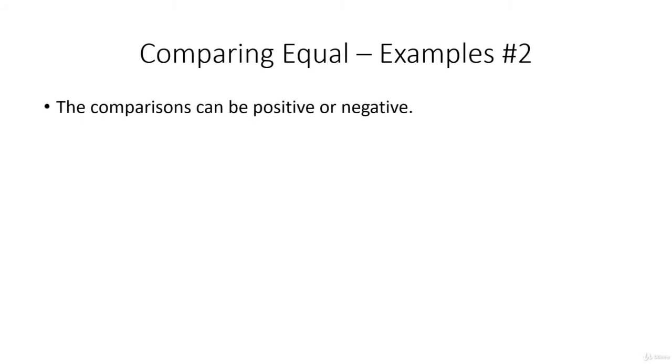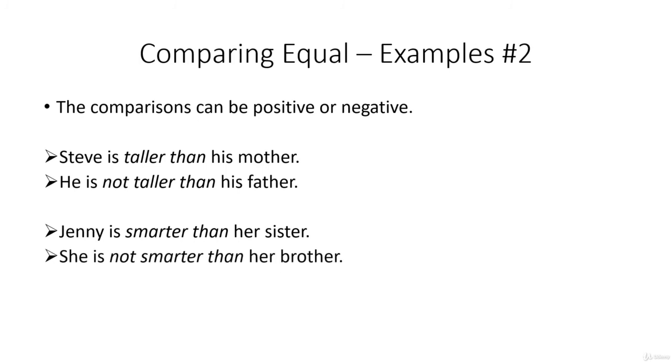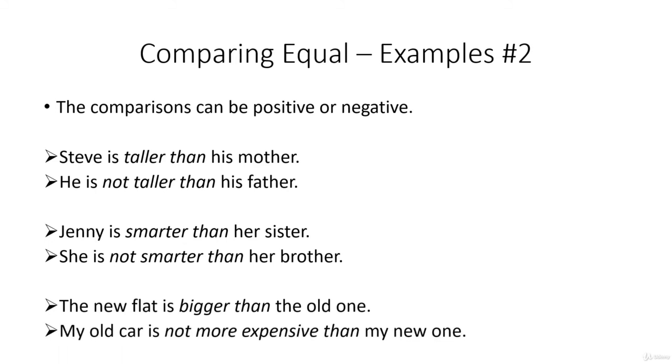And when we're comparing equality, we can have positive or negative. So it can be equal or it can be not equal. So Steve is taller than his mother. He is not taller than his father. Jenny is smarter than her sister. She is not smarter than her brother. The new flat is bigger than the old one. And my old car is not more expensive than my new one.